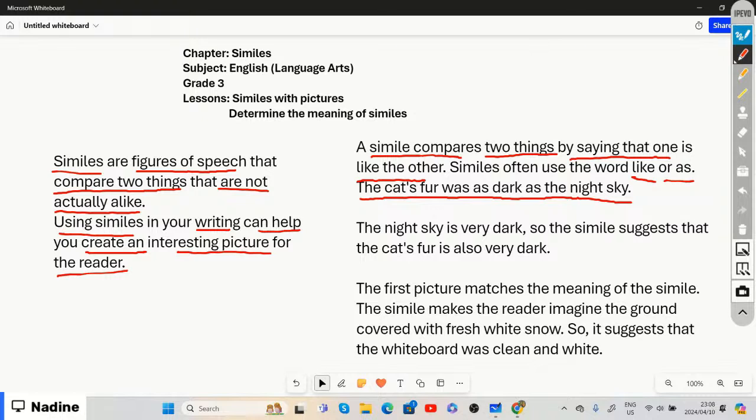Which means that the night sky is quite dark, especially if you don't see the moon, because the moon is just there to bring about light. So the night sky is very dark. So the simile, which uses "as," suggests that the cat's fur is also very dark.